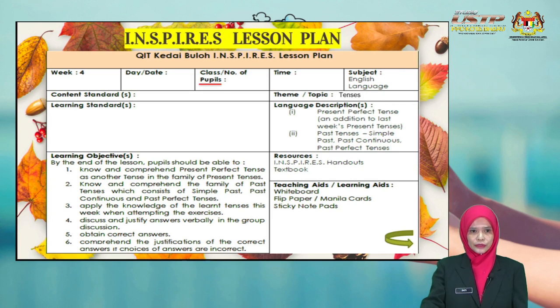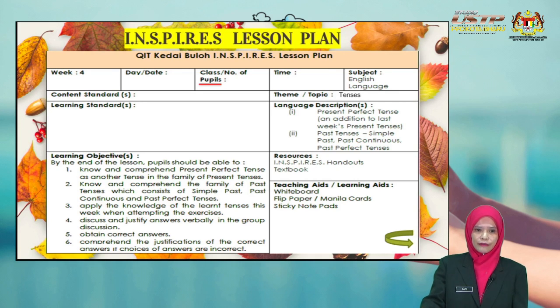And we have subject, content standards, learning standards, and the topic today is tenses. We have language descriptions: present perfect tense, which is an addition to the previous lesson. We have past tenses: simple past, past continuous, and past perfect tenses.